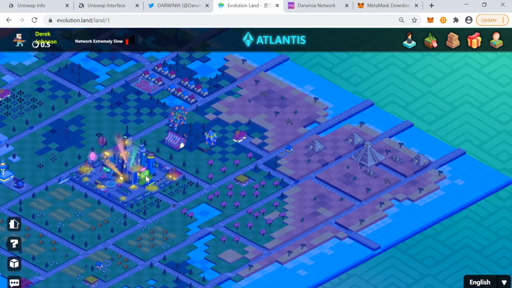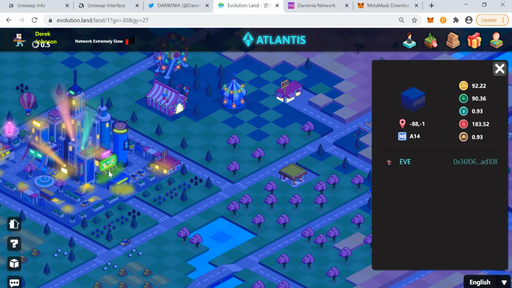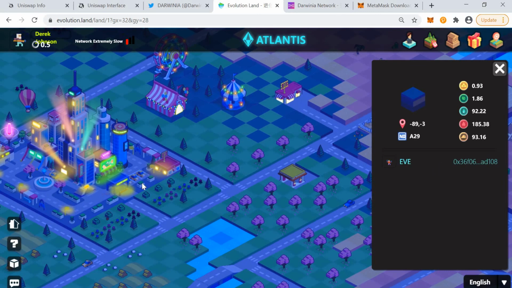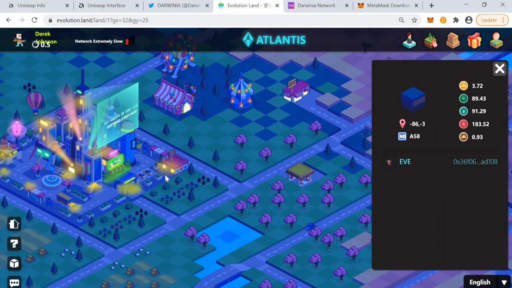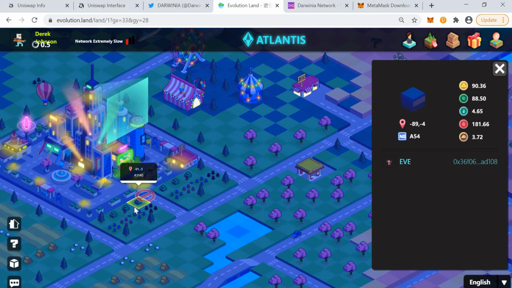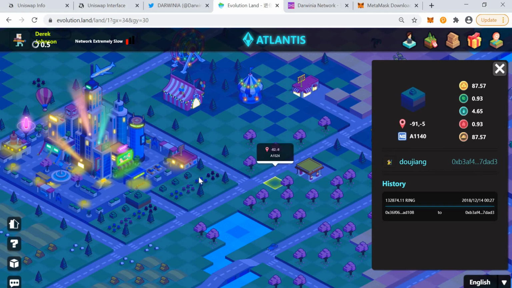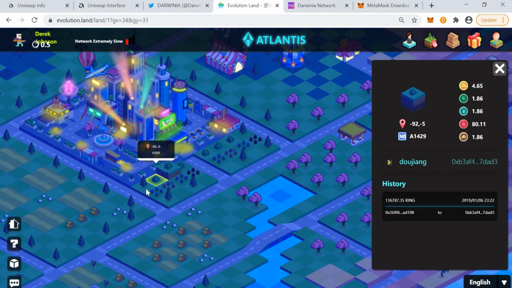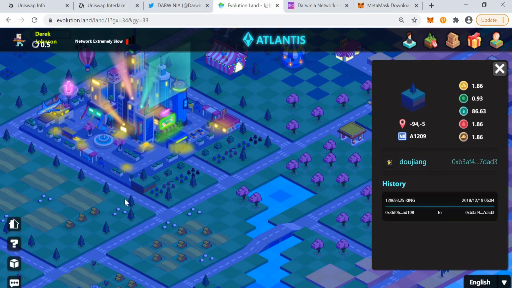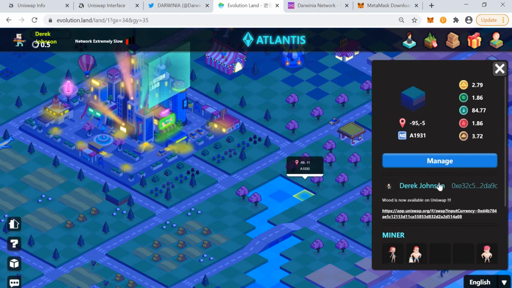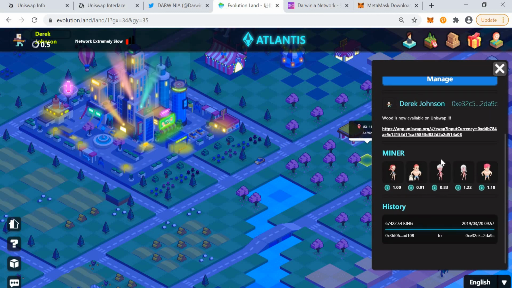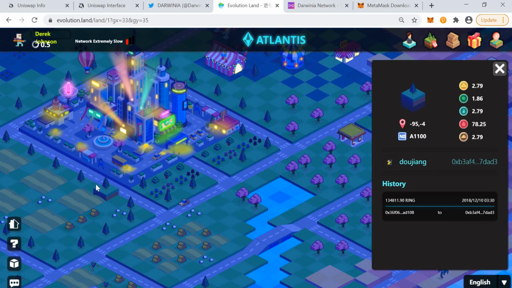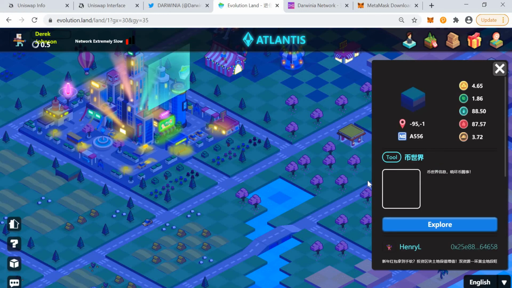But if you go here in the middle, this is the special land that is either owned by Eve or by specific people. OTC Maker, I believe, and there are some others that own land. Dojang was really big early on. I noticed he purchased a lot of land. Here's me. I own some land right near too. I was able to snag this for a decent price back in the day. Dojang owns a lot of stuff.